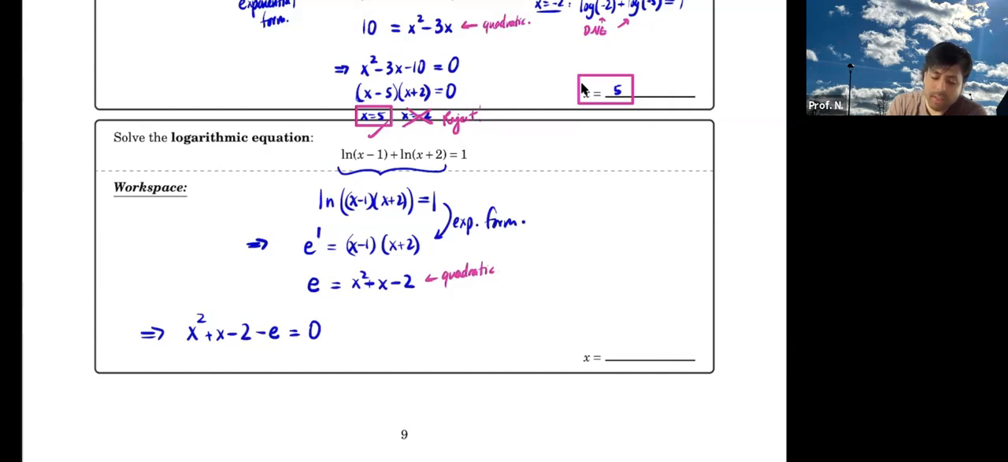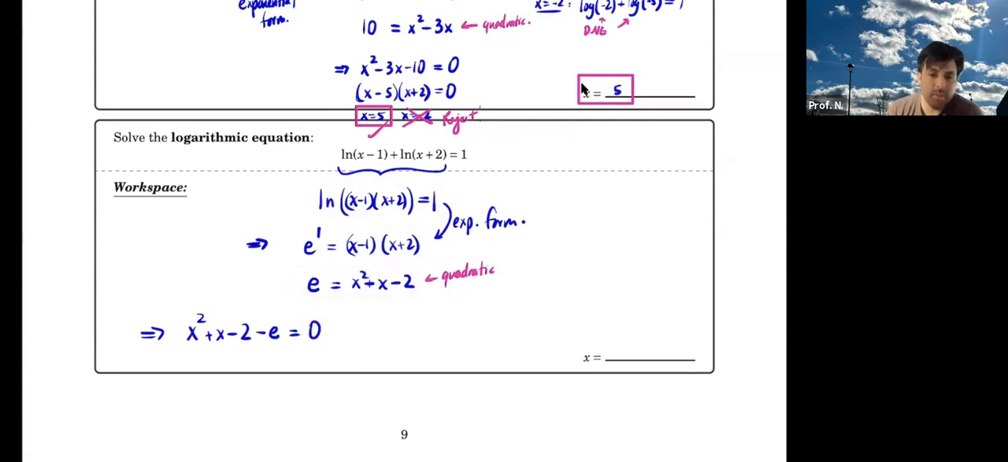The base here is e, isn't it? It's e. And what's the exponent? It's 1. So e to the first power is this. That's another way to rewrite the logarithmic form in exponential form. And then we have a quadratic equation. How do we solve quadratic equations? Set it equal to 0.